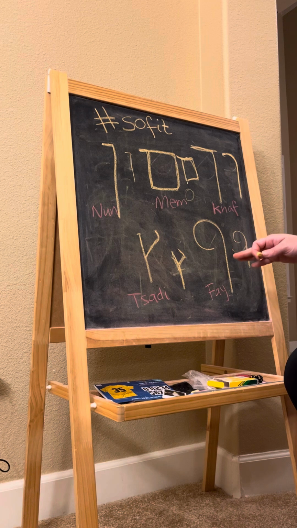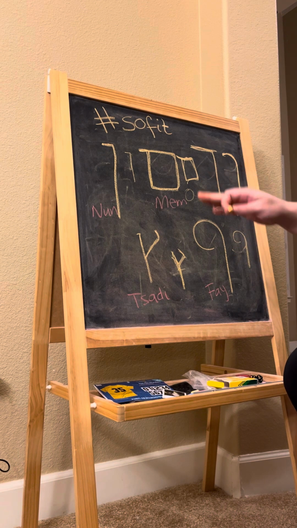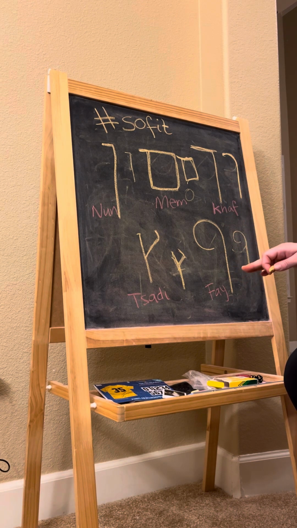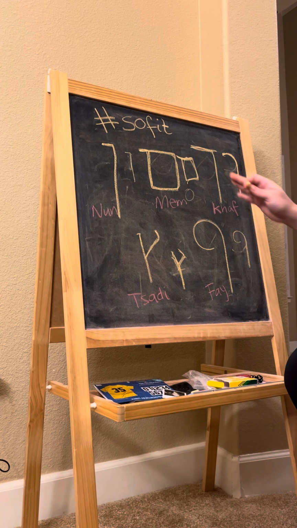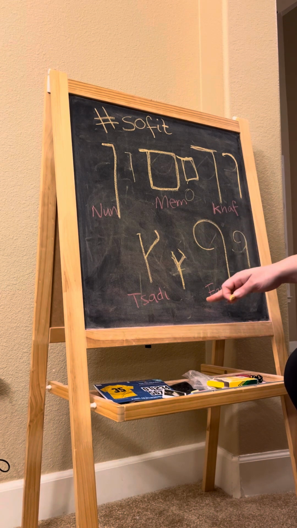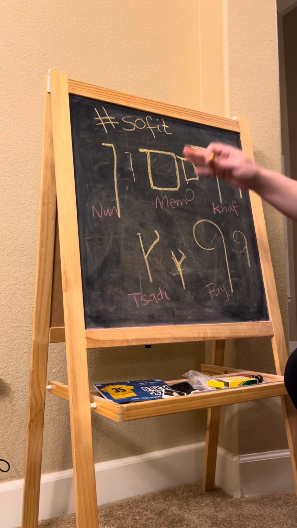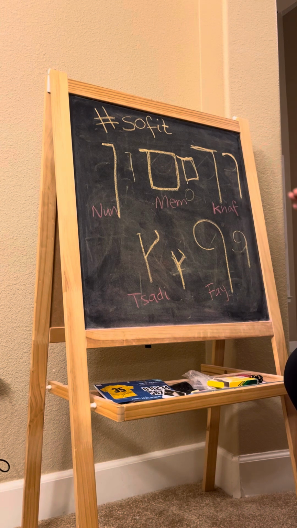But basically know that the kof, mem, noon, fe, and sadi, the final forms are at the end of a word, never in the middle of the word or at the beginning, always at the end of a word. And you basically drop them down. So it's either final mem, final sadi, or noon sofit, sadi sofit, fe sofit, and so on.